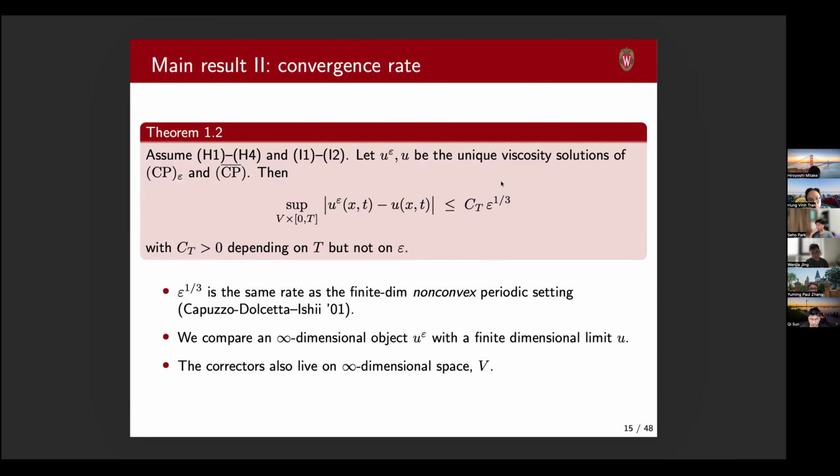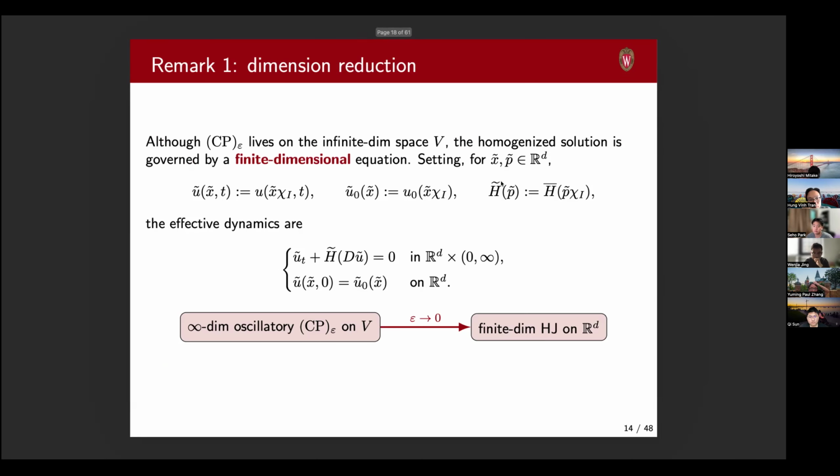And the second result. Excuse me, so what's this chi I? Why is this finite dimensional?